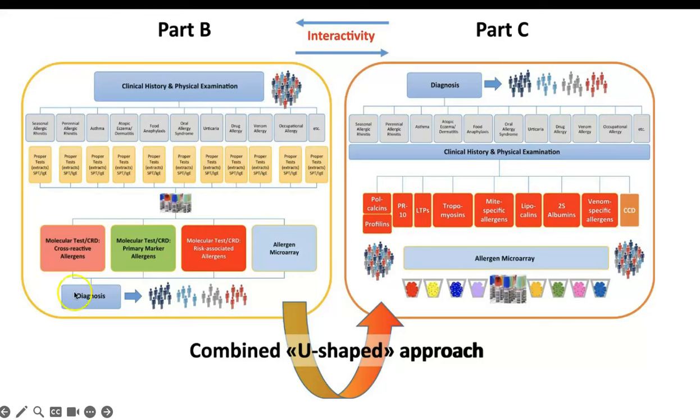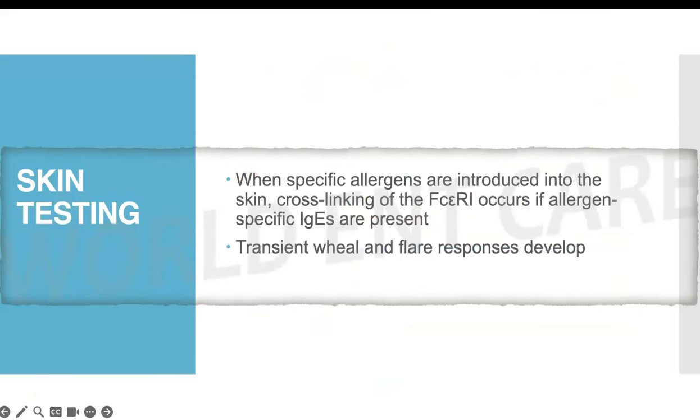Okay, now there is something called the combined U-shape approach, that first you do your clinical history, and then you do CRD, and then again you assess clinically, and then you go up. Okay, so you basically combine both these approaches, that is the combined U-shape.